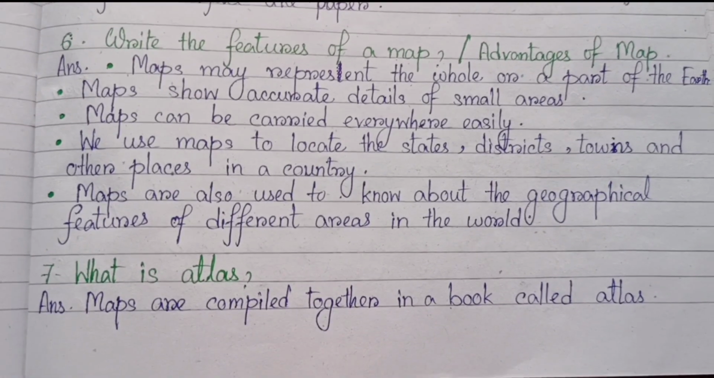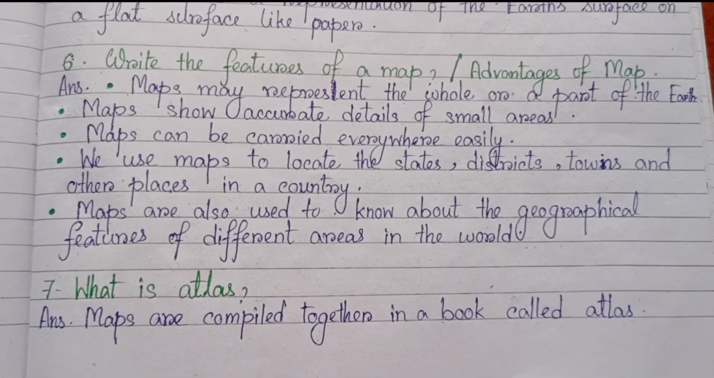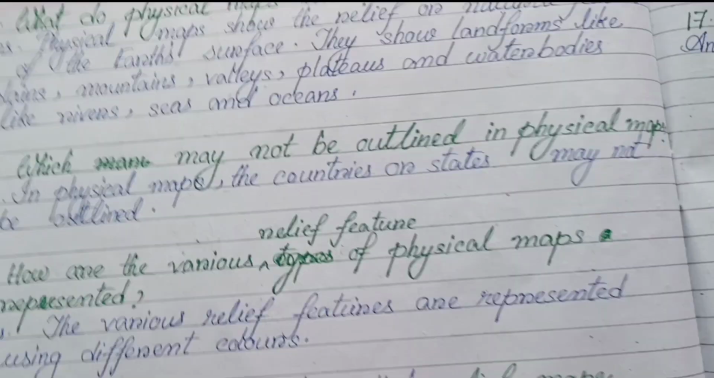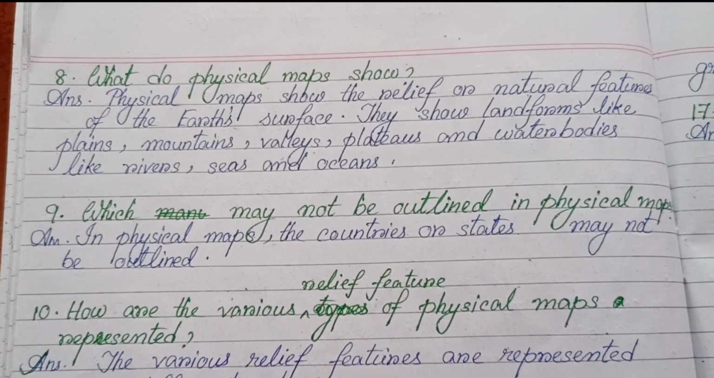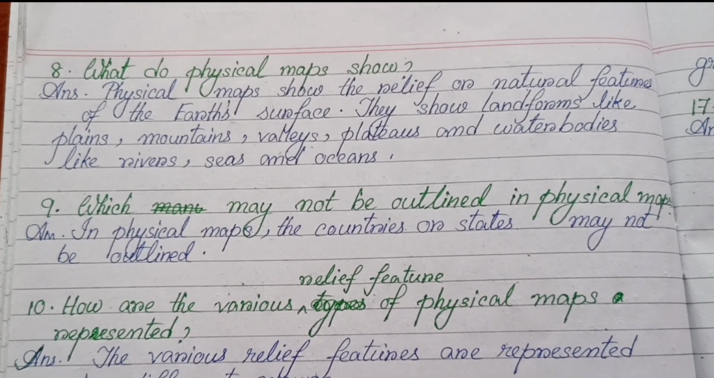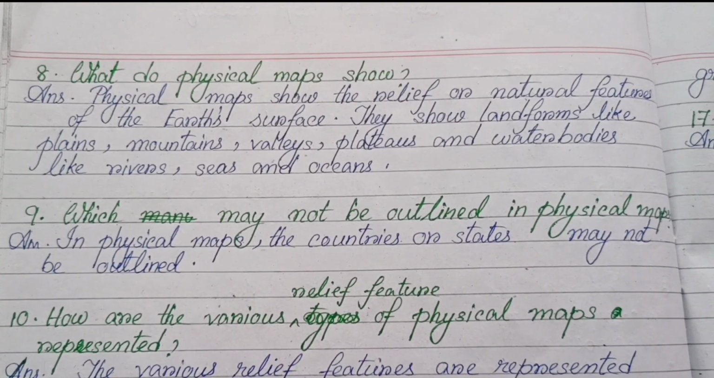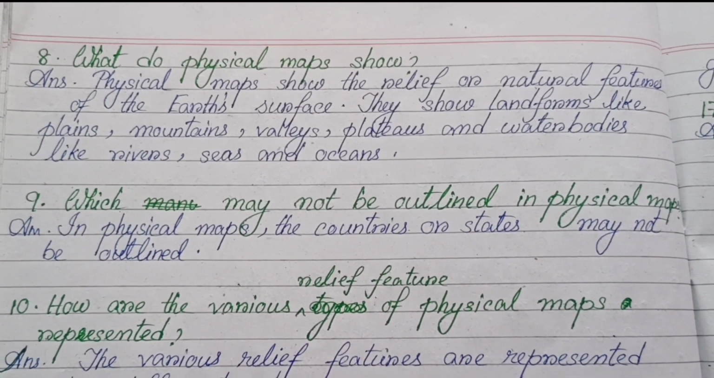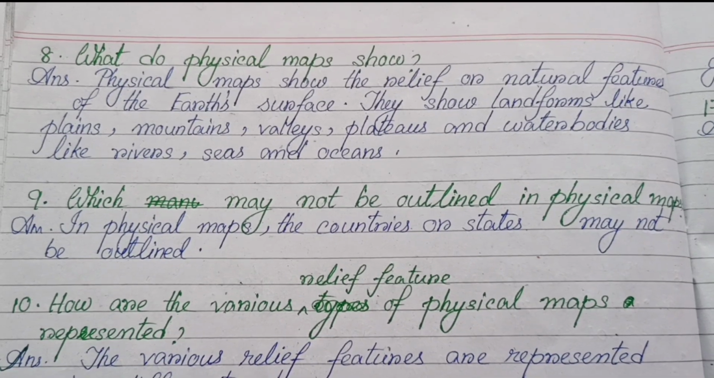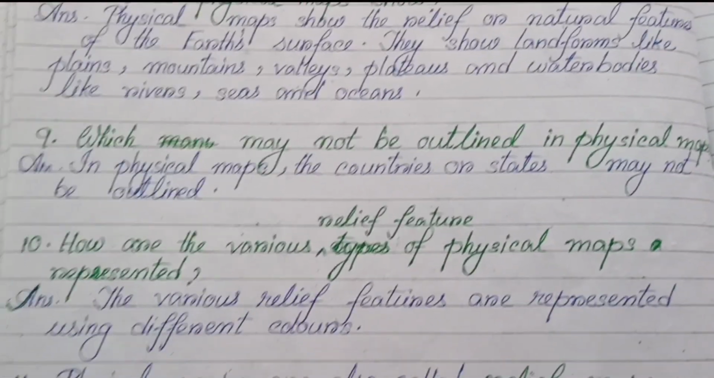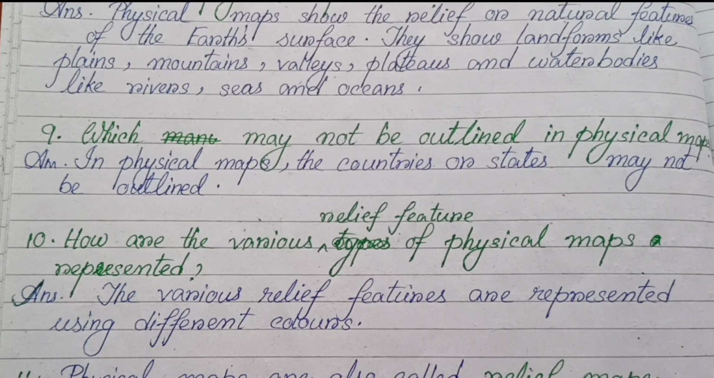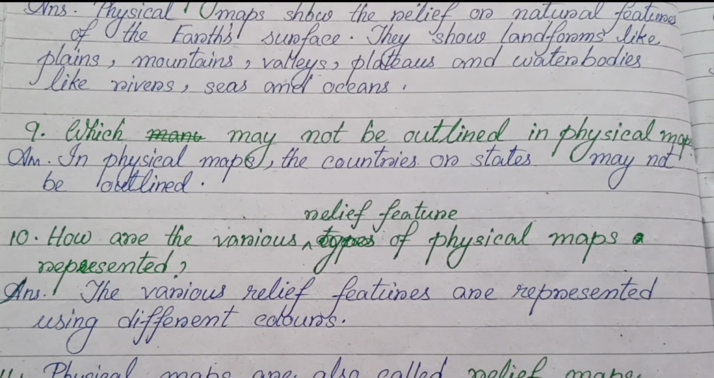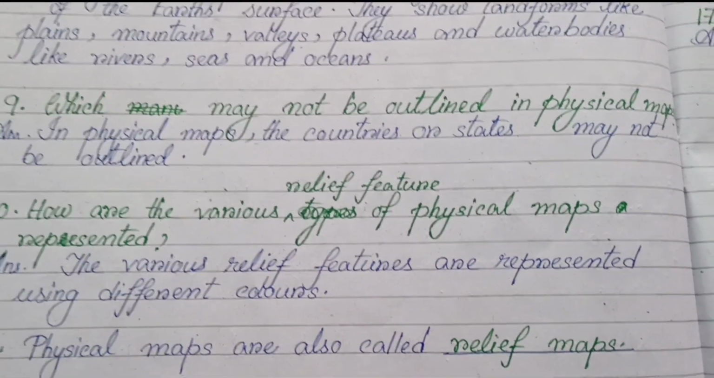Next, number 7, what is atlas? Maps are compiled together in a book called atlas. Number 8, what do physical maps show? Physical maps show the relief or natural features of the earth's surface. They show landforms like plains, mountains, valleys, plateaus and water bodies like rivers, seas and oceans. Number 9, what may not be outlined in physical maps? In physical maps, the countries or states may not be outlined.